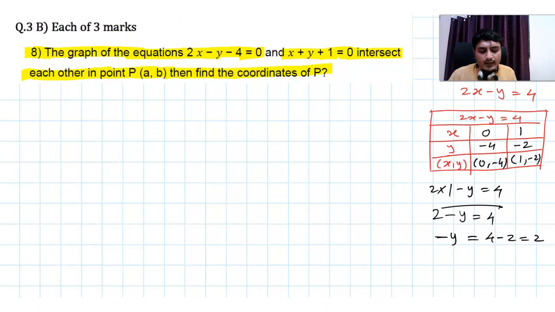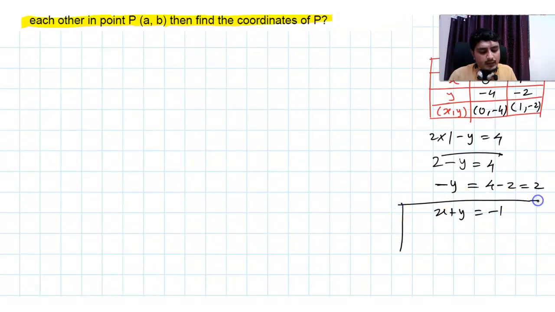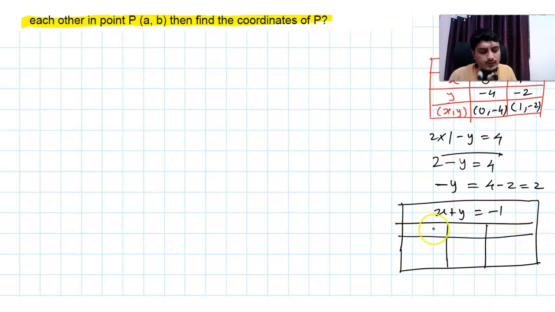Let us take the next equation of the form x plus y equals, once we shift the 1 from LHS to RHS, we are getting minus 1. So we have the next table for the next equation, x plus y equals minus 1. Let us construct a table of the form: first row the values of x, second row values of y, and the last row the coordinates x comma y. Now once we assume the value of x is 0, y is definitely minus 1. So 0 comma minus 1 is the first coordinate.